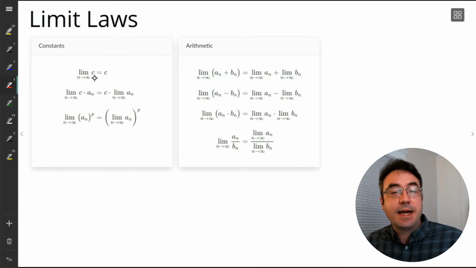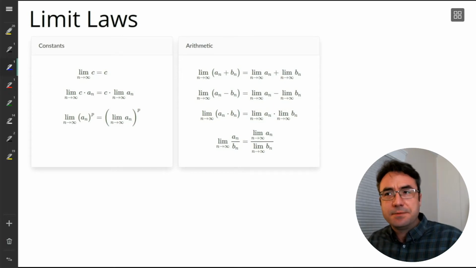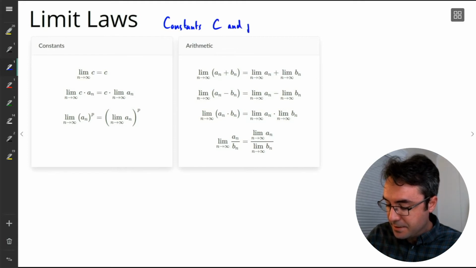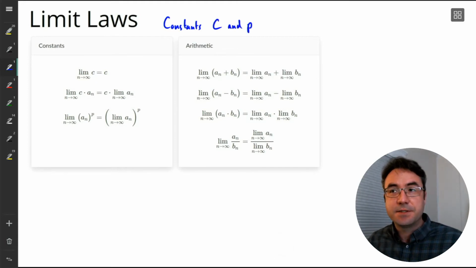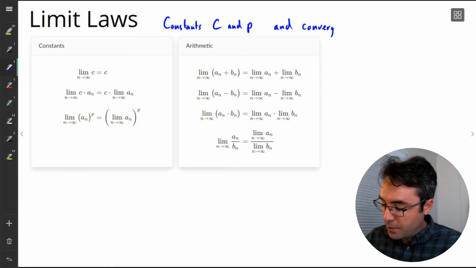The limit of a constant. Here there are a couple of things to note. First, we're going to be dealing with constants C and p in some of these laws. And in some of these limit laws, we're also going to be dealing with two sequences, sequence a_n and sequence b_n. And we're going to require that those are convergent.